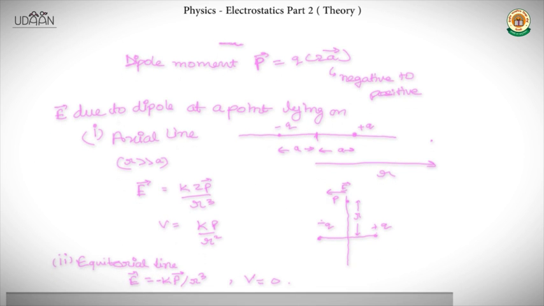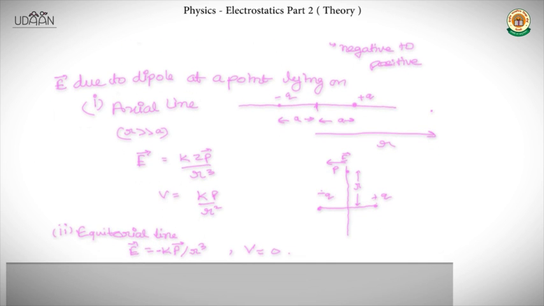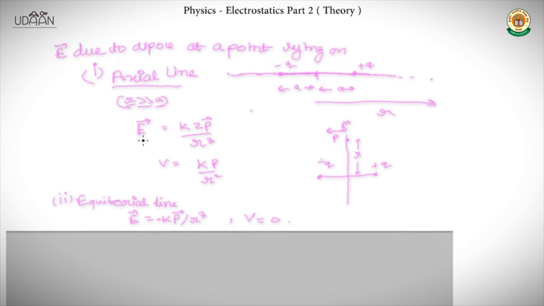Electric field due to a dipole at a point lying on, let us calculate first, the axial line. Axial line in the sense, the line joining minus Q and Q is called the axial line. So for a point lying on the axial line at a far off distance, that is r is much greater than a, E bar is equal to k 2p bar by r cube. k is equal to 1 by 4 pi epsilon naught.